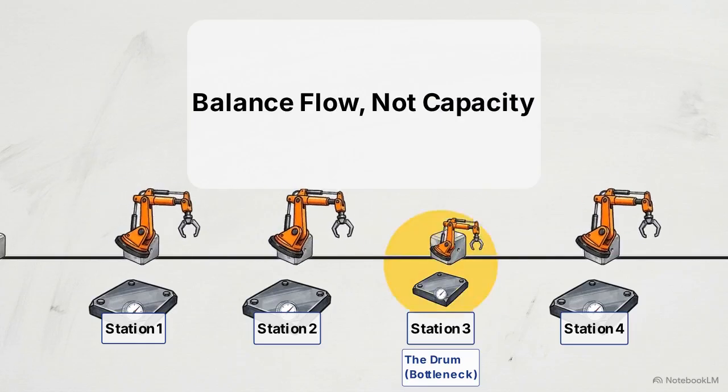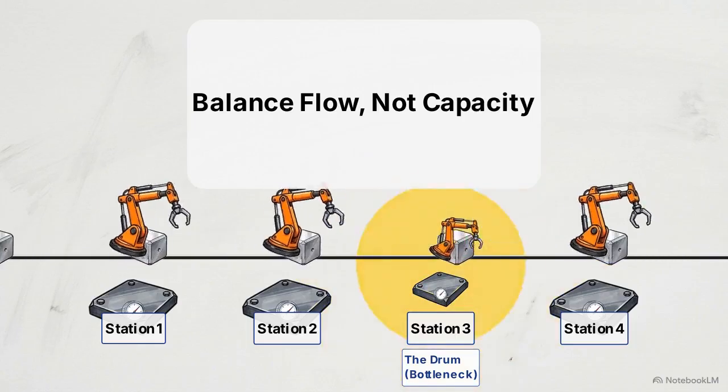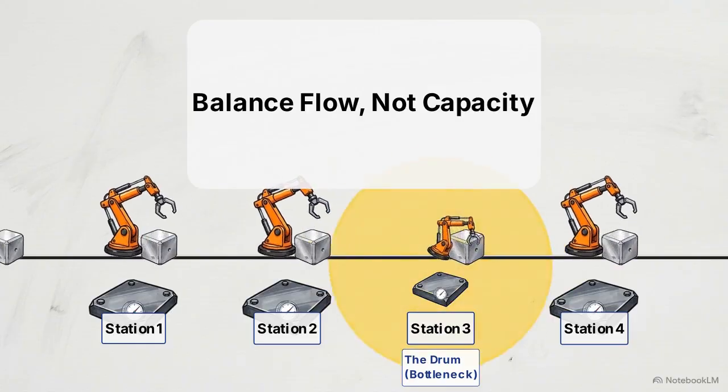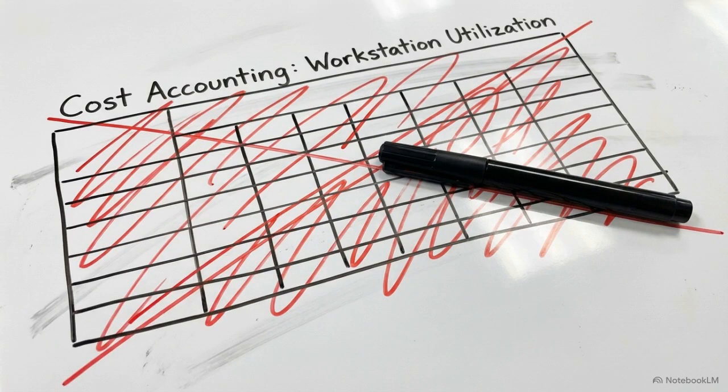True operations engineering requires deconstructing the system to balance the flow of the product rather than the capacity of the machines. Traditional cost accounting pushes managers to eliminate idle time at every single workstation. That exact pursuit is what destroys a facility's actual profitability.